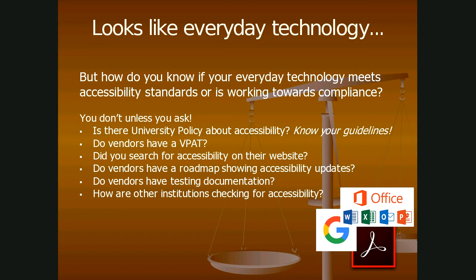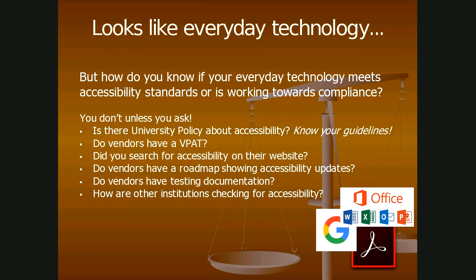So how do you know if something's accessible? Well, you don't unless you ask. So first and foremost, you've got to know your guidelines. Look to see if there's a university policy about accessibility. Do the vendors have a VPAT? A VPAT is a Voluntary Product Accessibility Template. Try to say that 10 times fast. A VPAT is essentially an accessibility checklist.